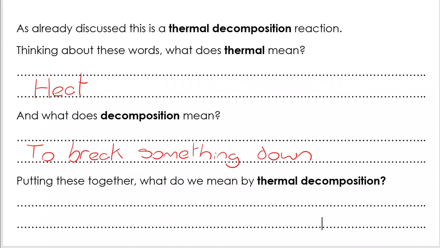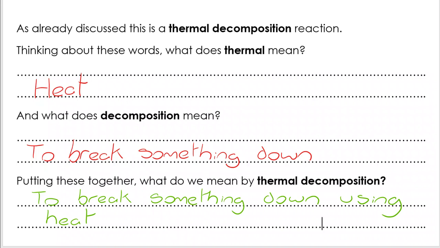So we put those together. What do we mean by thermal decomposition? It really is as simple as breaking something down using heat. And that's what cracking does. It breaks down longer carbon chains using heat to make smaller, more useful, more profitable chains.